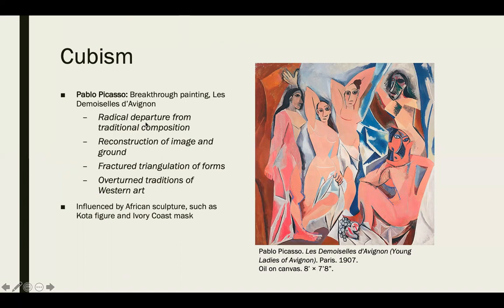So again, radical departure from traditional composition, reconstruction of image and ground, fractured triangulation of forms. We see the shape of the triangle take place a lot in the different figures, and also overturned traditions of Western art that we have known pretty much up until now. And again, influenced by those two pieces that I showed you before.